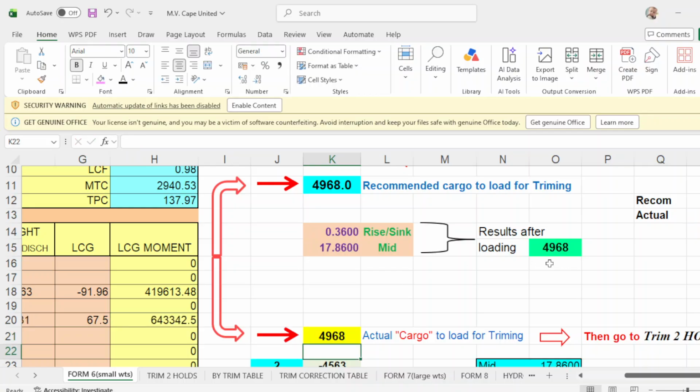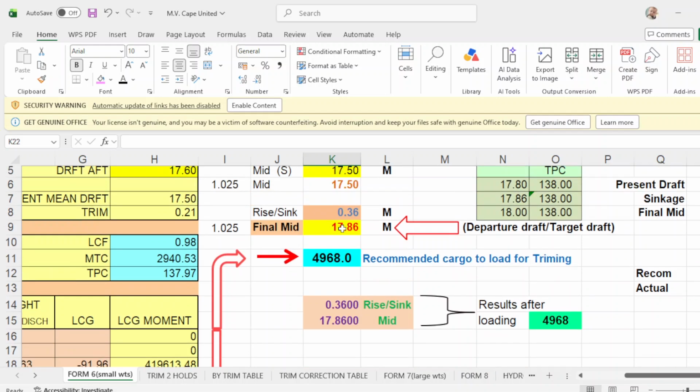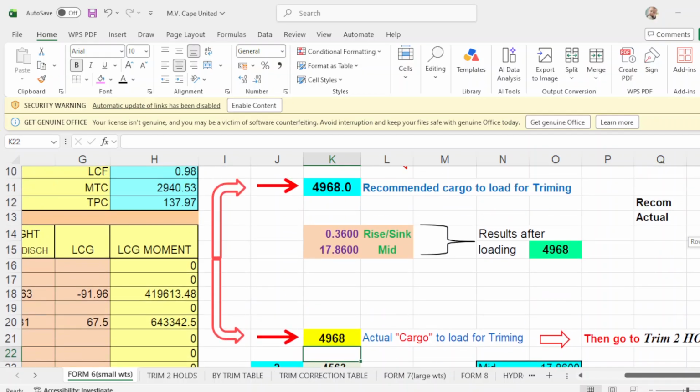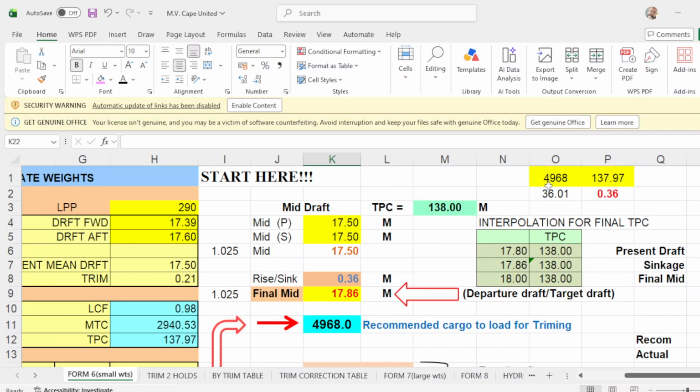What happens if you load 4968? Then your departure drop is 1786, the same here, and your sinkage is 36, the same here. Okay, so it's confirmed. So your actual cargo to load is 4968. So put here 4968, cargo to load, and your TPC should be this one. Equals, click this one. Again, undo.